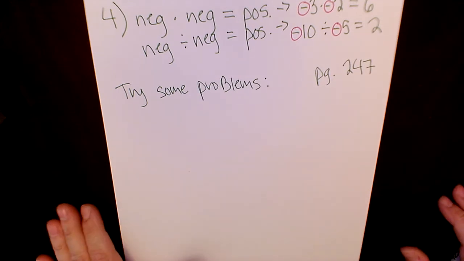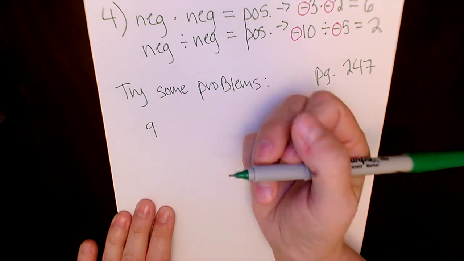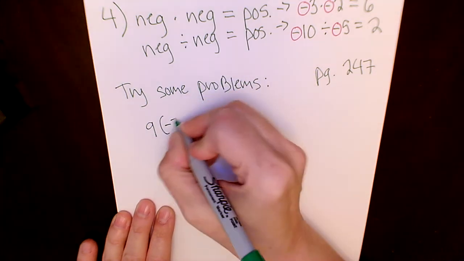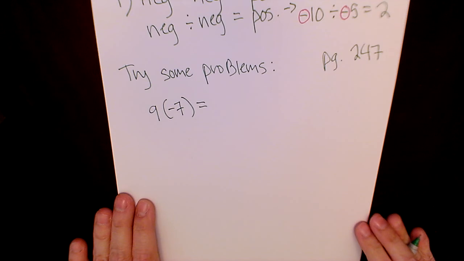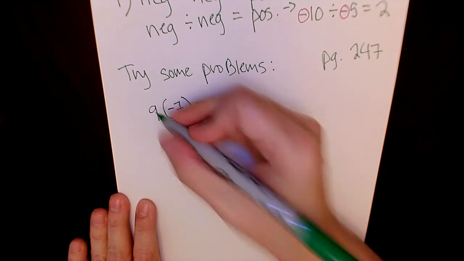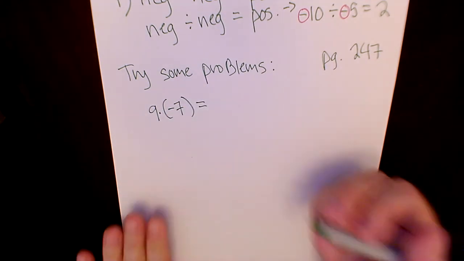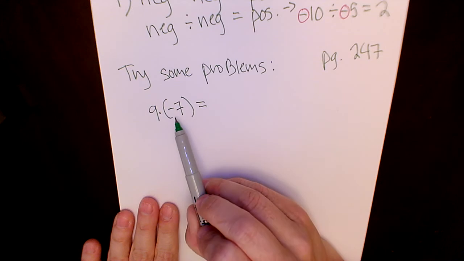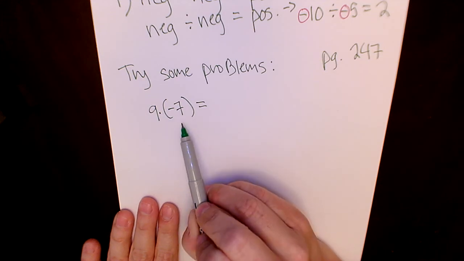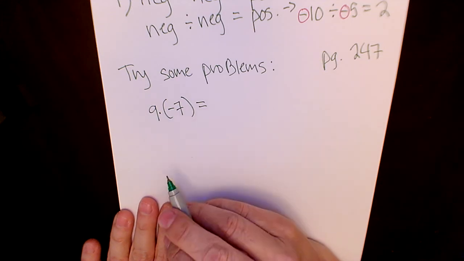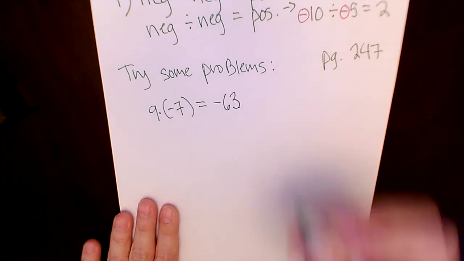Let's see. What is 9? This is how it's written in the book. So I'm sure it's going to be written like this in the homework. What is 9 times, there's an implied times here. What's 9 times -7? So I know what sign is it going to be. It's a positive times a negative. Whenever you see that negative in there, it's going to be negative. So that's going to be a -63.